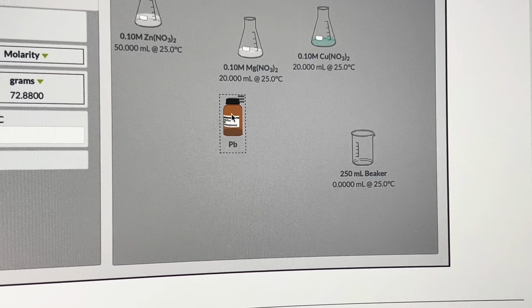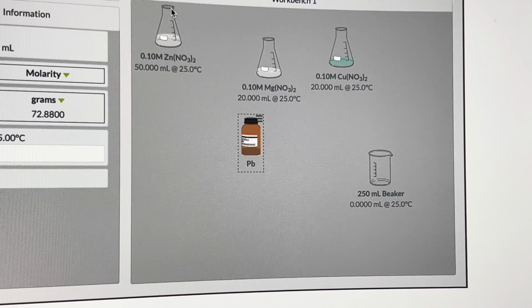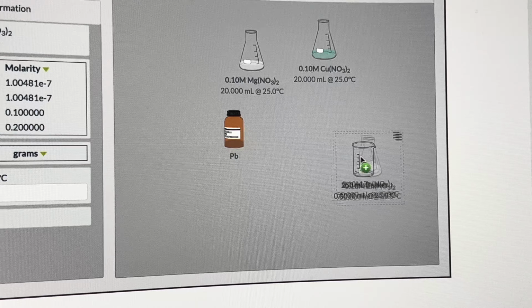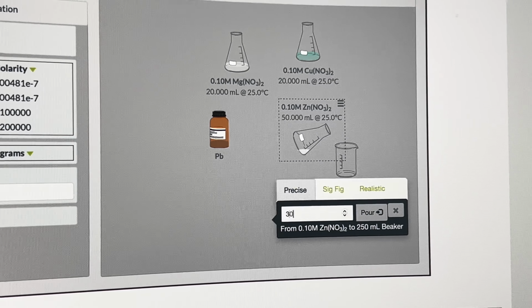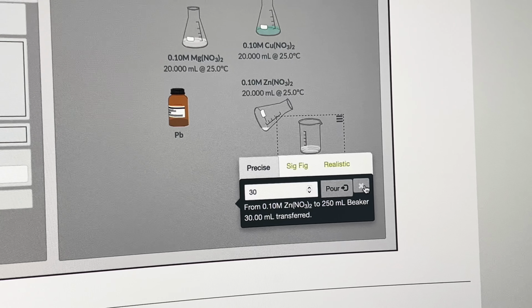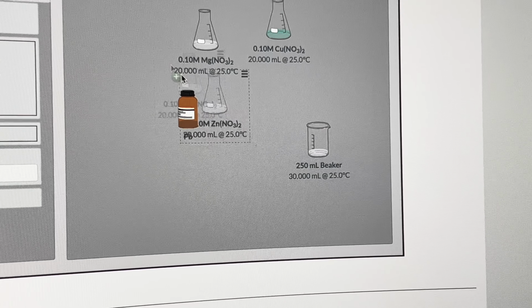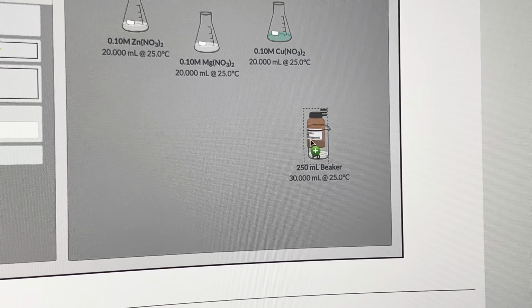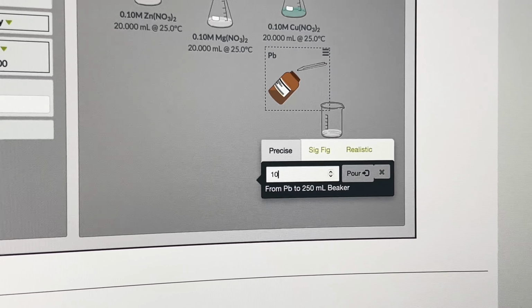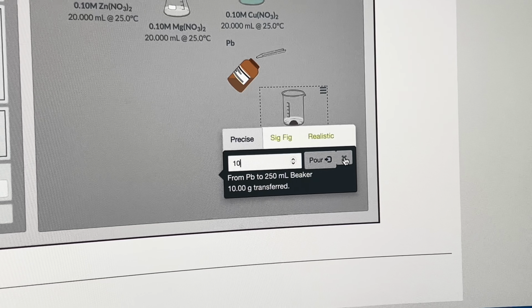Lastly, we're going to test zinc nitrate. So we're going to add 30. And we're going to dispense 10 grams of lead into the beaker and make observations.